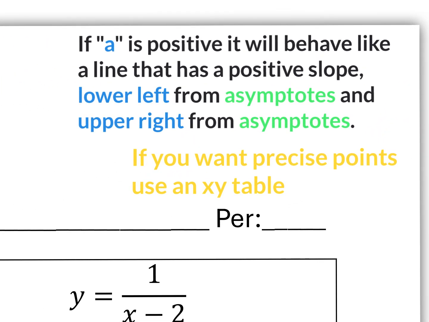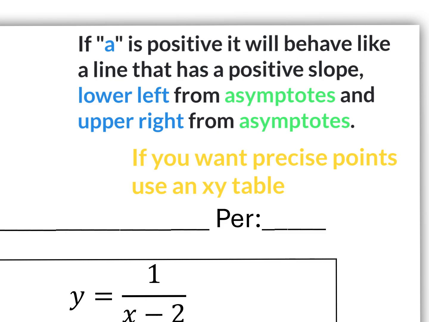If your a value is positive, it's going to behave like a line that has a positive slope, which is lower left from the asymptotes and upper right from the asymptotes. Now, if the a value is negative, I didn't write that down, but I hope you understand that it's going to behave like a line that has a negative slope, which would be upper left and lower right, okay? It'll make more sense once we actually start graphing.